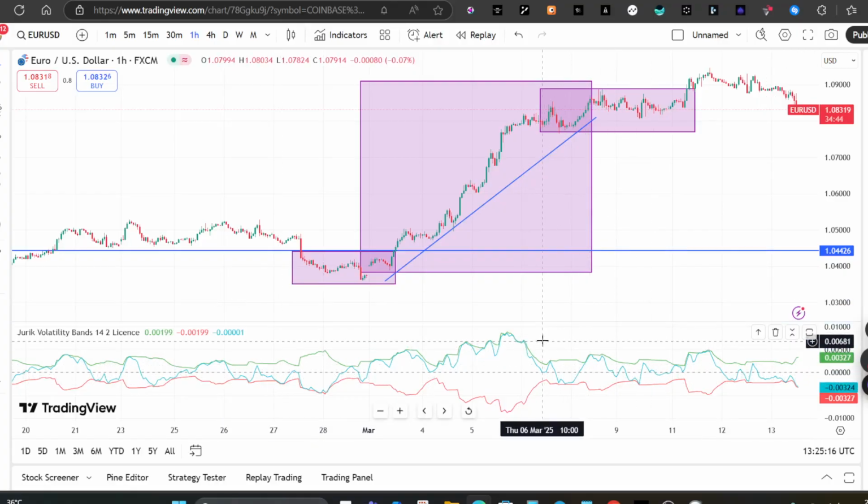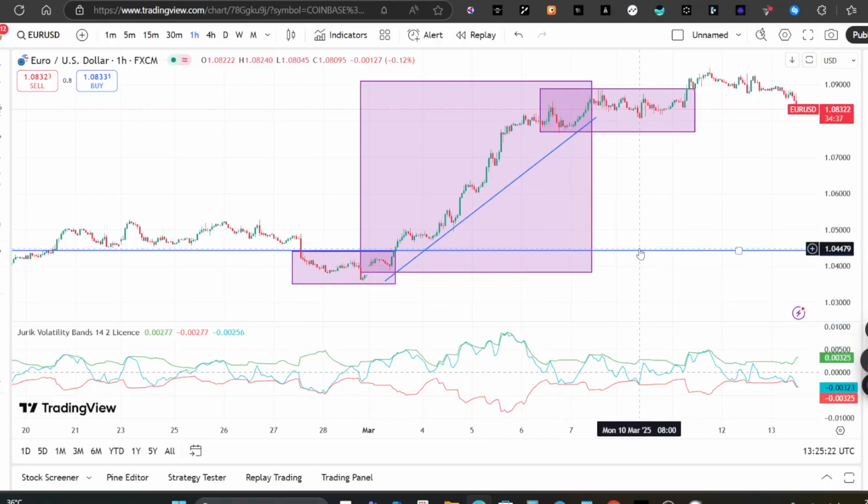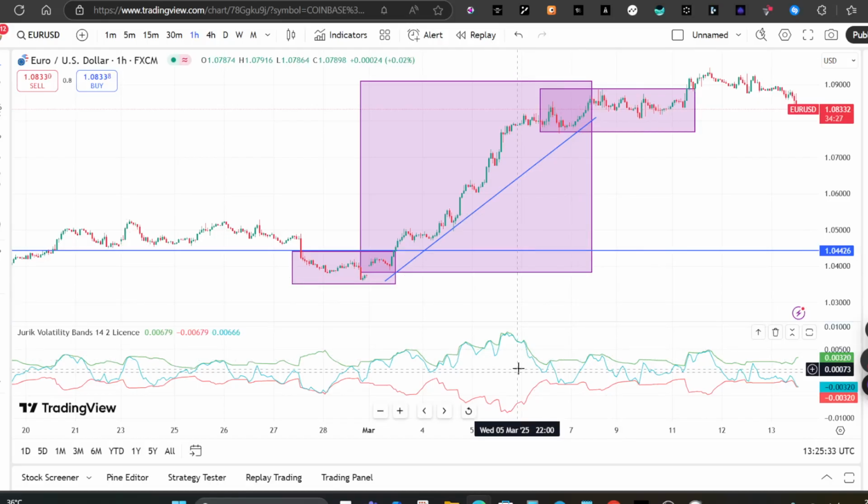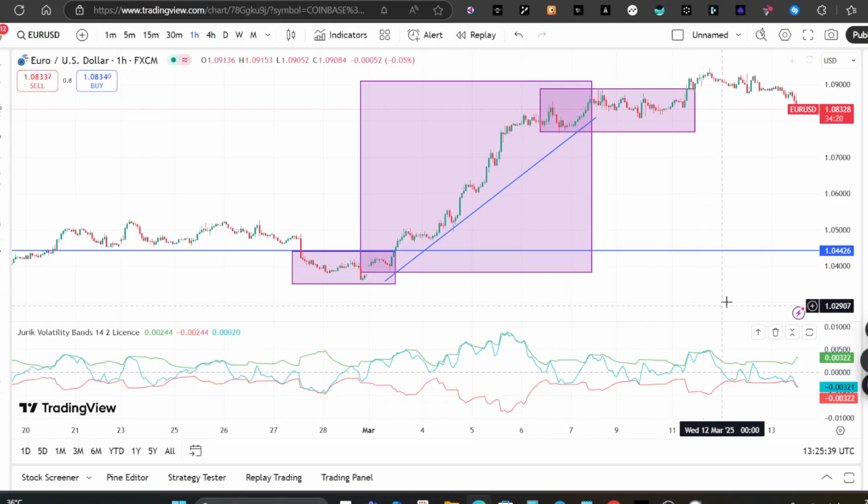Okay, and then ensure you watch for divergence. If price is moving higher but the bands are tightening, there could be a potential loss of momentum. So that could be signaling a reversal. So take note of that. And also ensure you use multiple time frames. While Jurik volatility bands work great on smaller time frames, always check higher time frames to confirm the overall trend direction. Okay, this can give you greater context when making decisions.